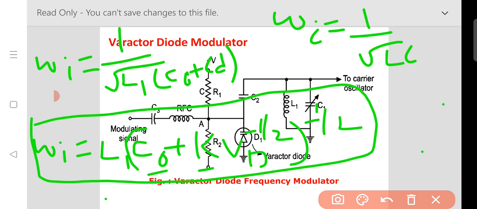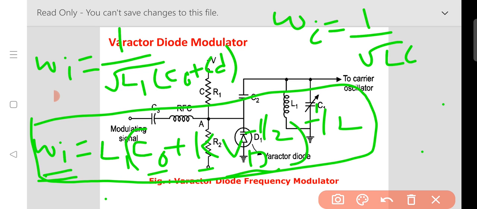Then the variance means the actual possible deviation; there must be a change in the Vd only compared to other terms. So we conclude that the angular frequency, the instantaneous frequency, depends upon the Vd only, which in turn depends upon the modulating signal f of t.